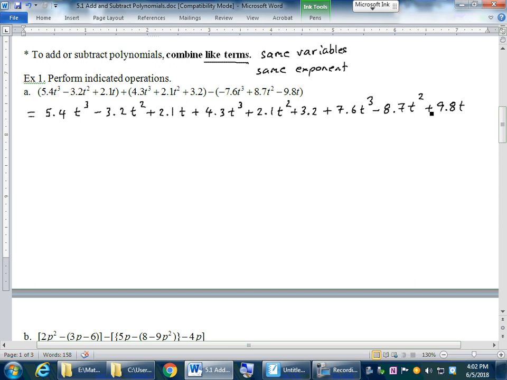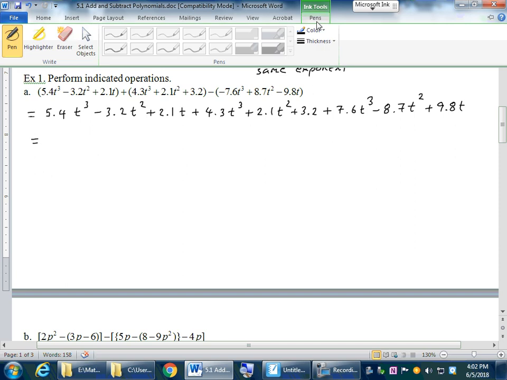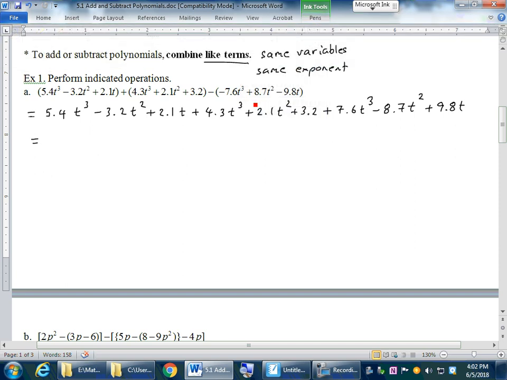Now, what we're going to do is combine like terms on all of these. You can use a calculator to make adding and subtracting fast. So first I have t to the third, t to the third, t to the third. Notice that I underline the sign in front of it so that I can clearly see what operation I need to do. So that gives us 5.4 adding with 4.3 adding with 7.6, that gives us 17.3t to the third power.